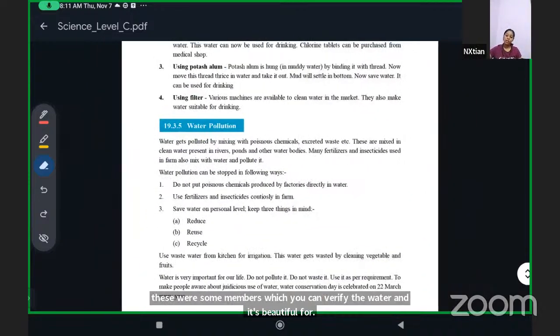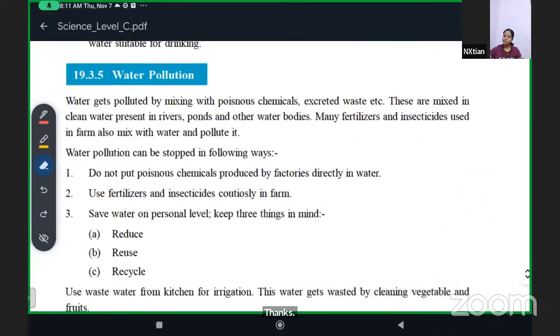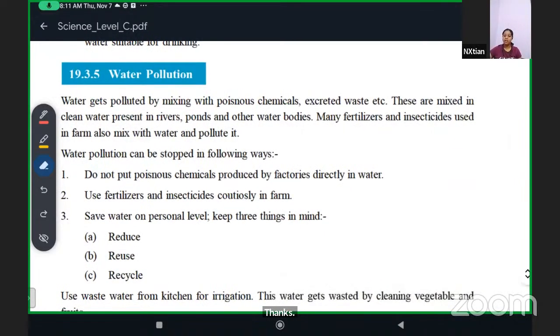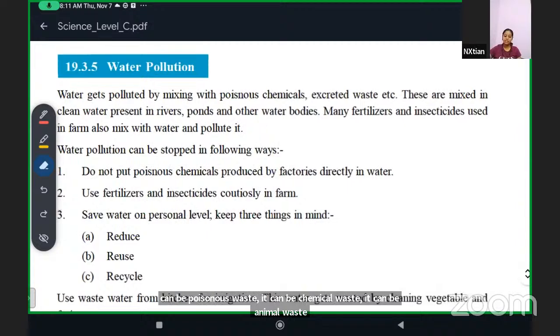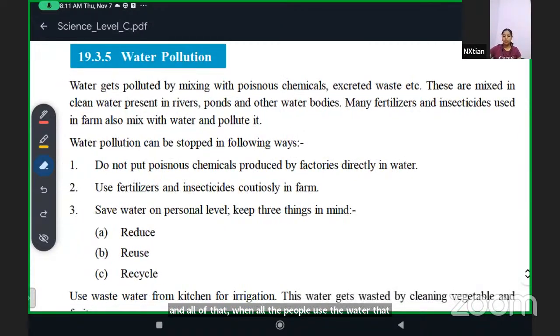Then, like we studied air pollution while we were studying air, there is also water pollution, which happens when water gets polluted due to harmful waste and harmful substances. When water gets polluted, it can be poisonous waste, chemical waste, animal waste, and all of that. When all of it pollutes the water, that is known as water pollution.